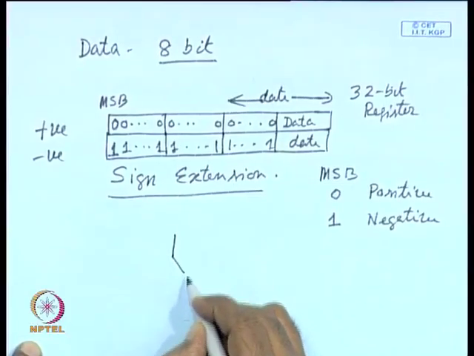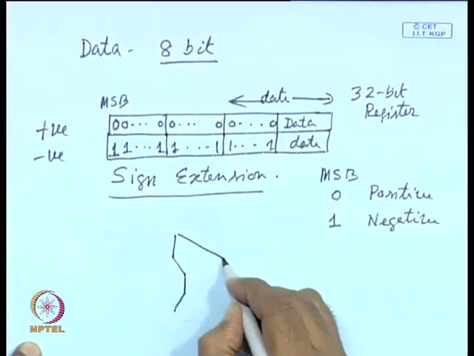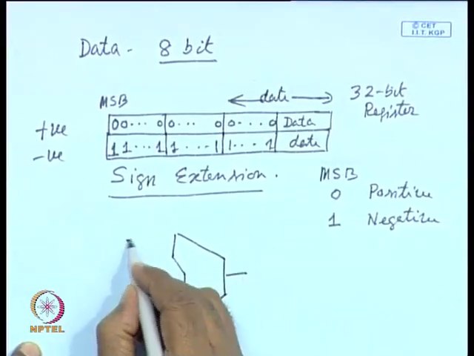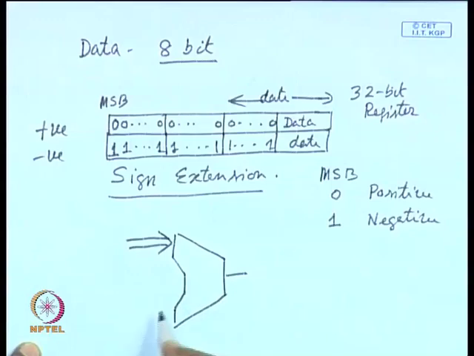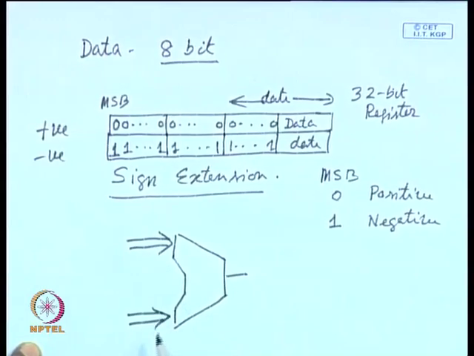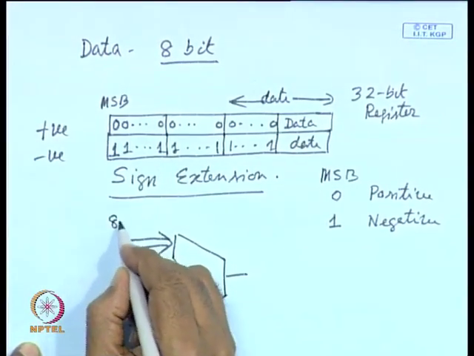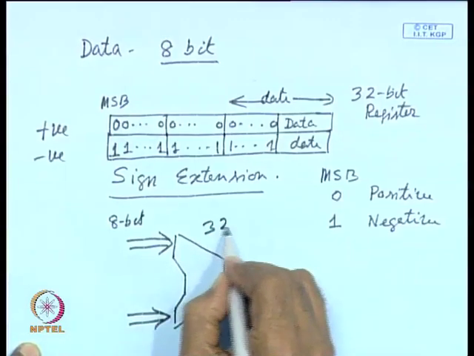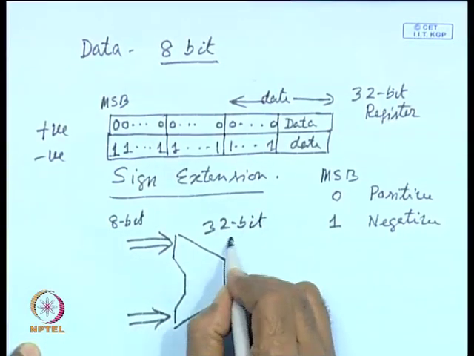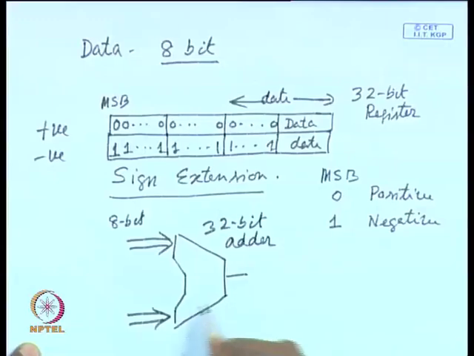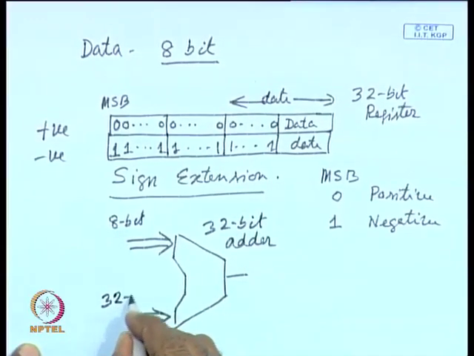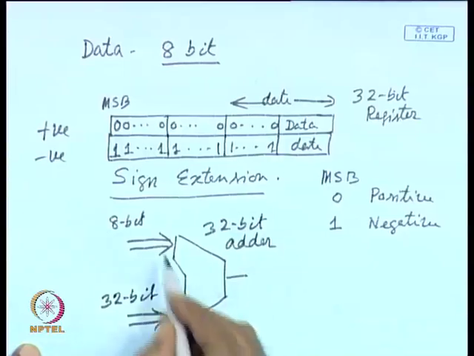This is necessary because when you will be doing, say, addition with the help of an adder, you will apply one operand to one arm, another operand to another arm. If this data is, say, 8 bit, but the adder is of 32 bit, then obviously you cannot add an 8 bit data with another operand which is 32 bit. So, what do you have to do?